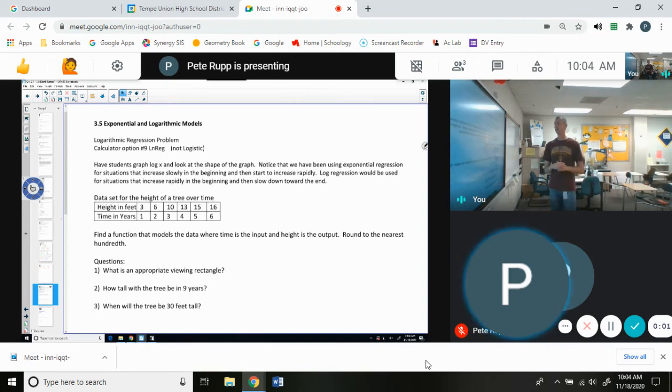This is 3.5, exponential and logarithmic models. So one of the things about pre-calculus is that you're going to do some pure math. So that's solving equations. That's actually like the last lesson we did, 3.4. It's pure math, okay? So solving equations, getting answers in exact form and rounded form. And then there's some applied math, okay?